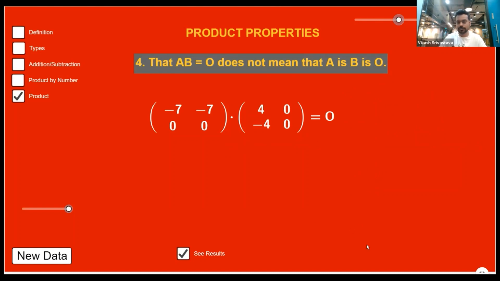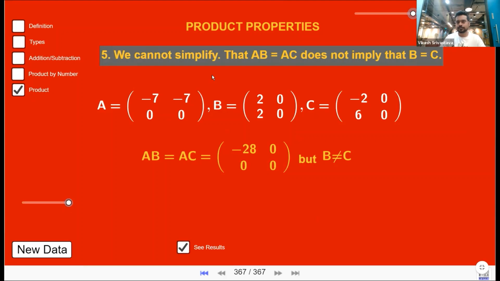Okay, let's move ahead to the next property. Let's say you are given this condition. Let's consider we have three matrices A, B, and C, and suppose for these three matrices you have A dot B is equal to A dot C. That does not imply that B is equal to C. That does not imply B is equal to C.